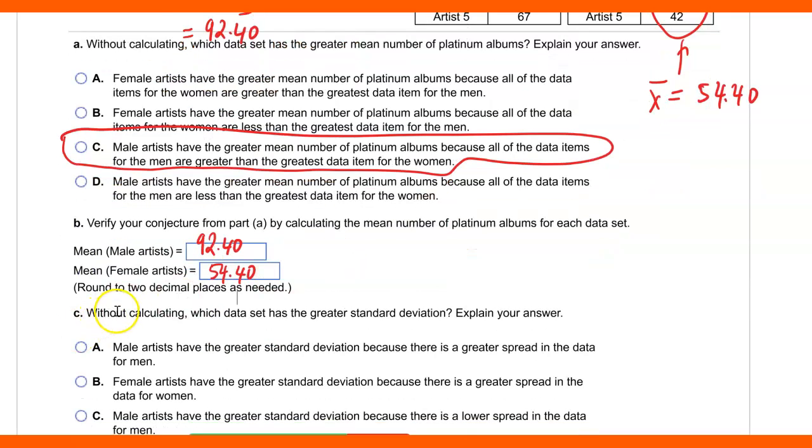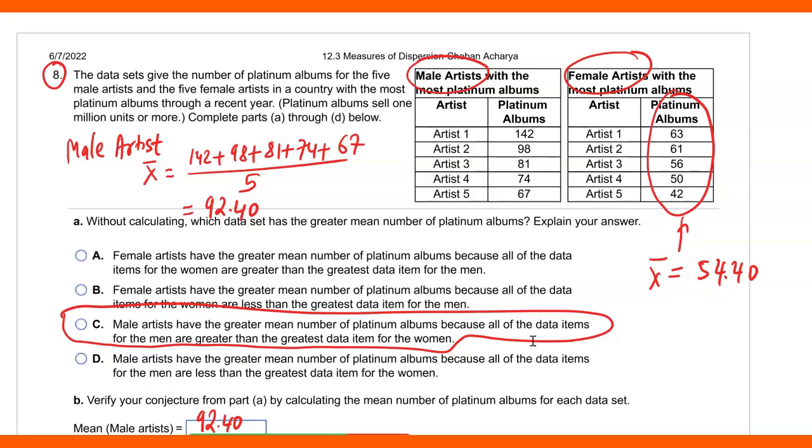Now, next question. I did part A and B. Part C: without calculating, which data has the greater standard deviation? Explain your answer. What do you guys think? Which data has a greater standard deviation without calculating? Can you tell me?